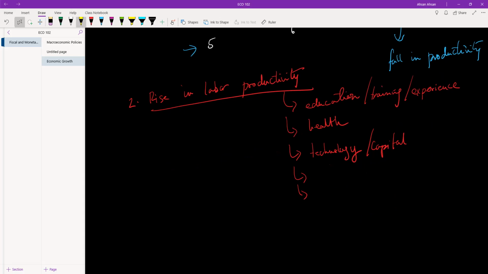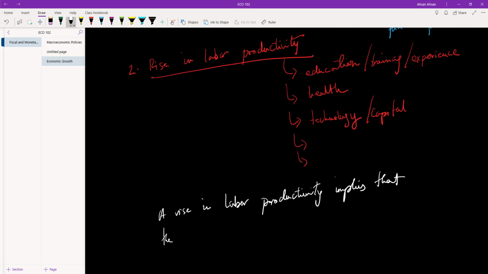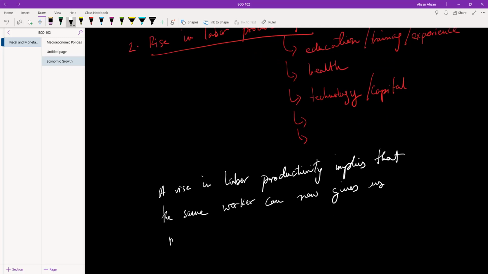Okay, I'll just write it down. A rise in labor productivity implies that the same worker can now give us more or better or both output. So this is the definition of labor productivity.